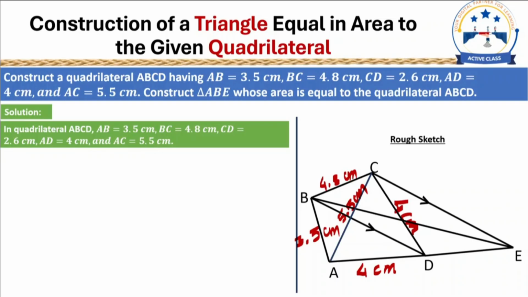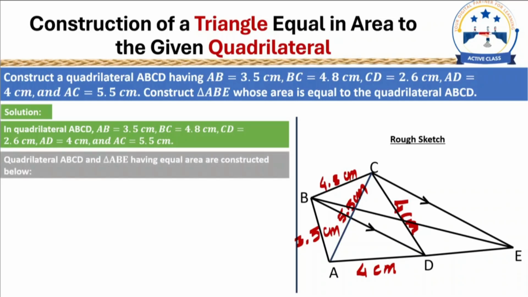Okay, so in order to make a quadrilateral, we need to have all four sides. Not only all four sides, we should be given at least one more piece of information that can be an angle or a diagonal. Okay, in the previous question, we were given an interior angle, right? Here, we are given a diagonal. Let's start the construction. Quadrilateral ABCD and triangle ABE having equal area are constructed below.